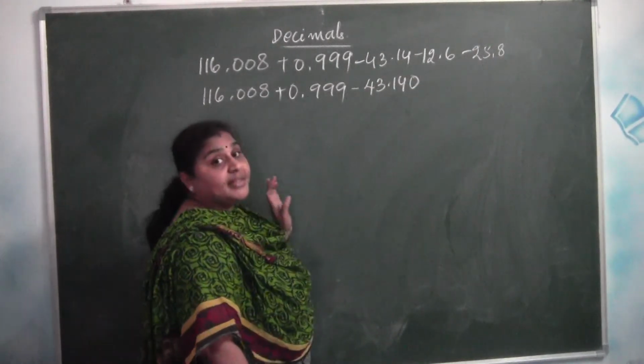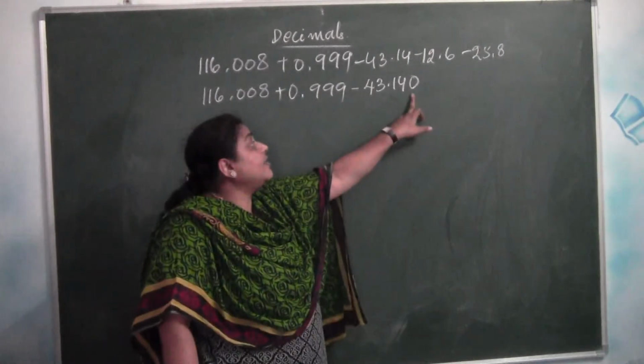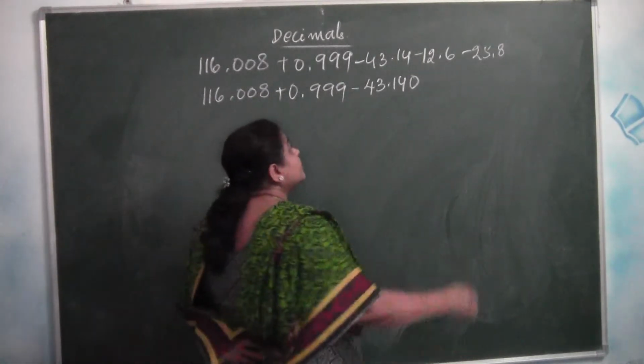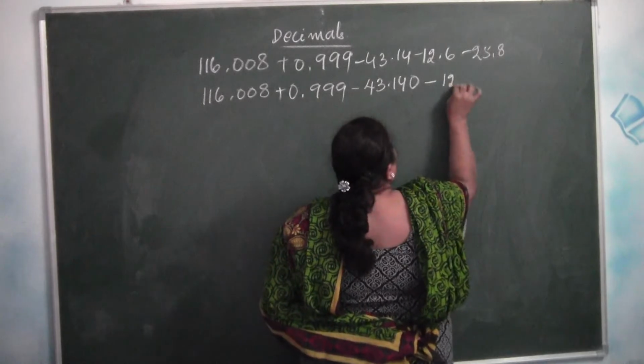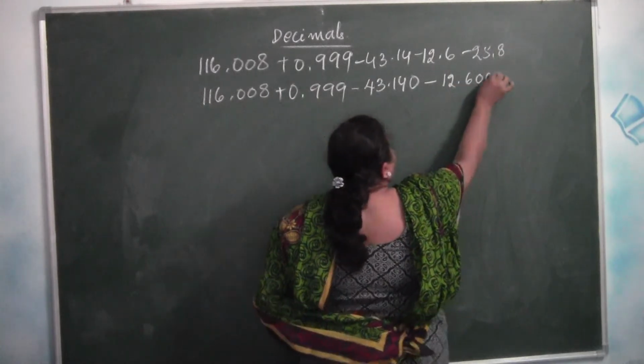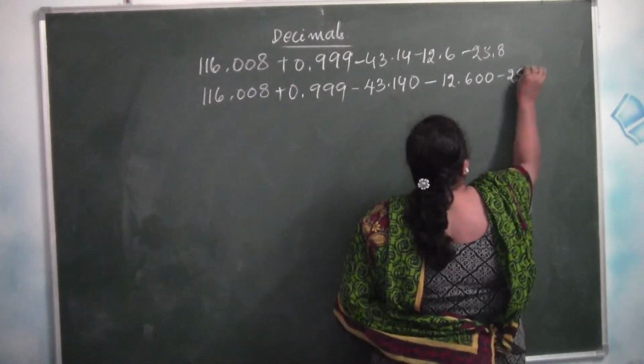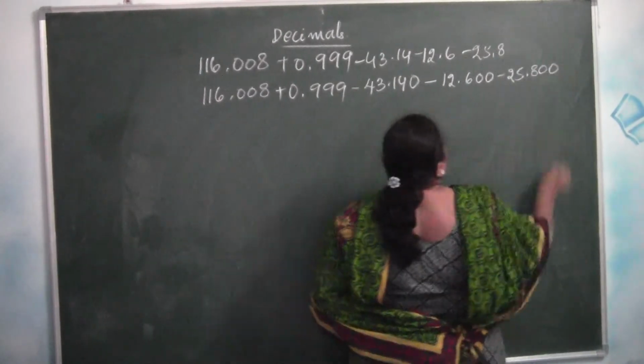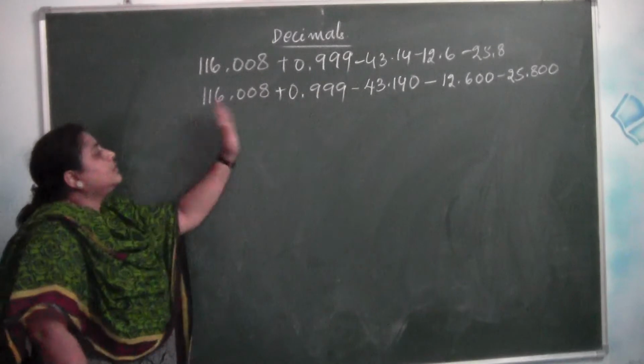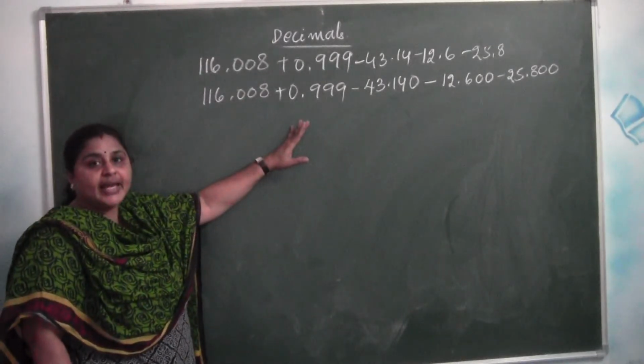43.140. So in order to make 3 digits, what did I do? I have added a 0 over here. The next, 12.600, and the last, 25.800. Now first we converted into like decimals.